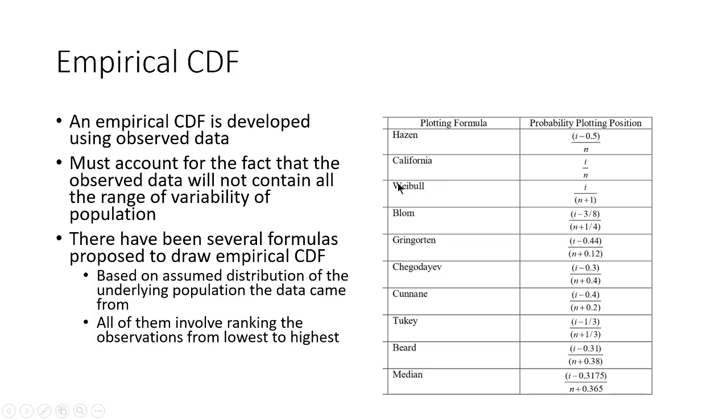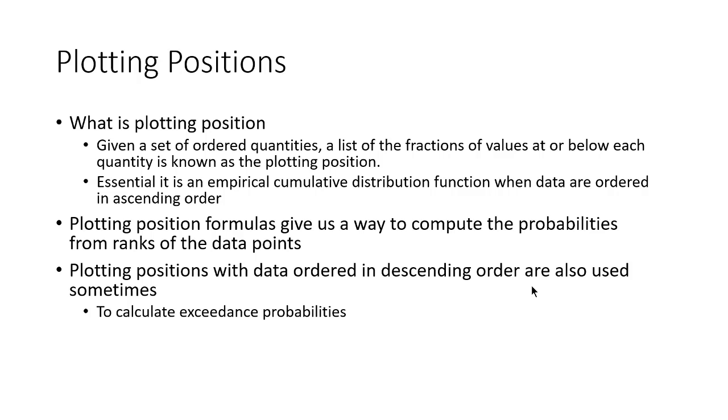Of course, the only exception is the California plotting position formula, which just takes the rank and the sample size. The California plotting position formula is useful when you have a very, very large sample size, because if this N is very, very large, adding a small number will not make much difference to it. So if your sample size is very close to your population, the California plotting position formula would work. Otherwise, we would go and pick one of these plotting position formulas. So that's what the plotting position formula entails.